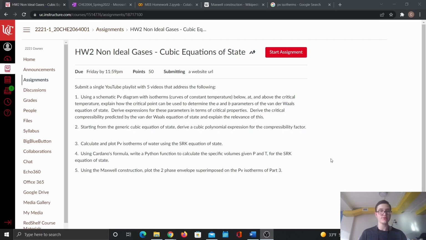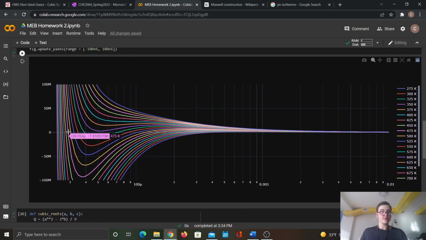This homework's going over question 5 that says on your screen, using the Maxwell construction, plot the two-phase envelope superimposed on the PV isotherms of part 3. That's a lot. So we have our isotherms here.